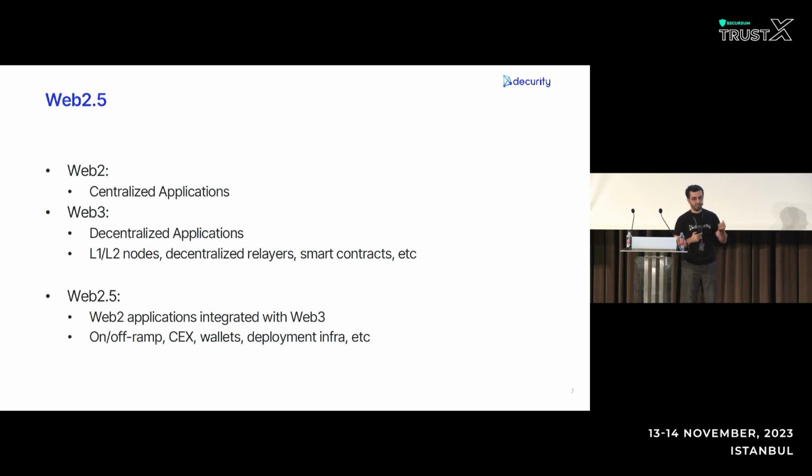So what I call Web 2.5 is essentially Web 2, which is connected to Web 3. So those are Web 2 applications that process data from the blockchain, from DOT, and send data there. So there is a two-way integration.